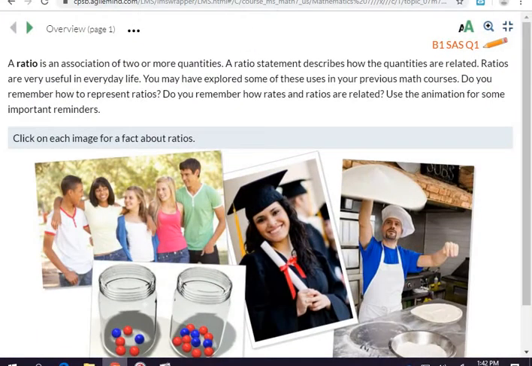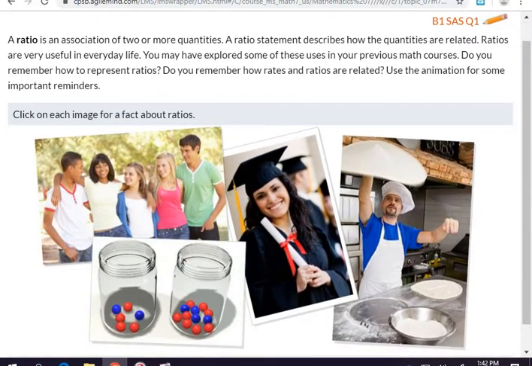So we are looking on our online textbook. And remember, you can always access this at home. Right now, it's not up, but it will be. And it says a ratio is an association of 2 or more quantities. So, does it compare 2 things? It does. A ratio statement describes how the quantities are related. Ratios are very useful in everyday life. We talked about how to represent ratios already.